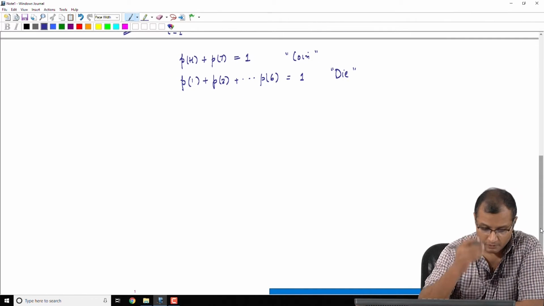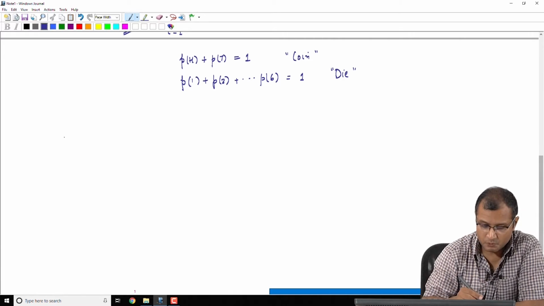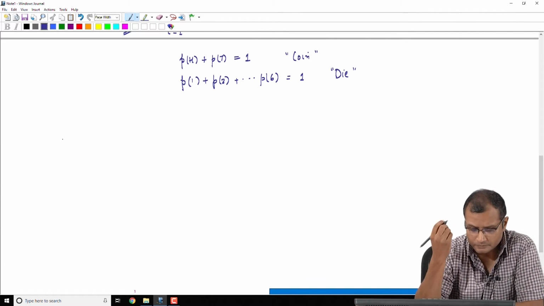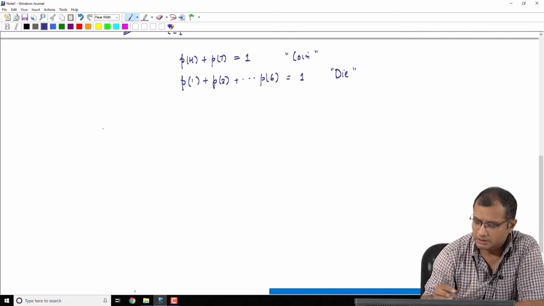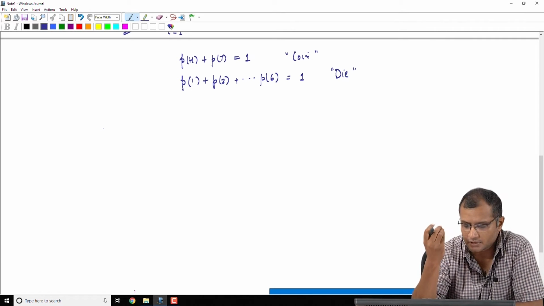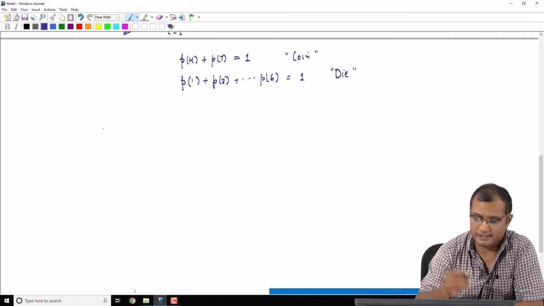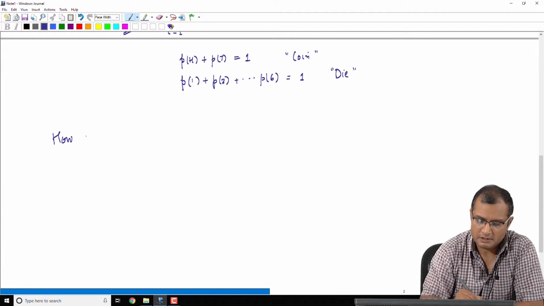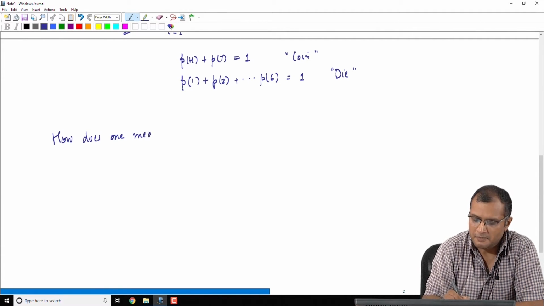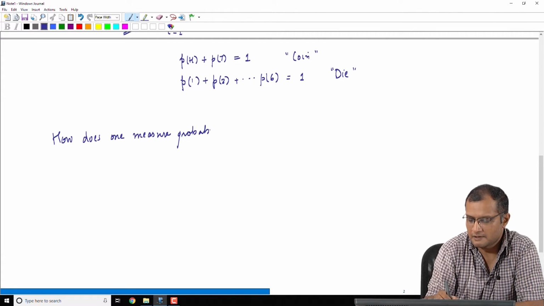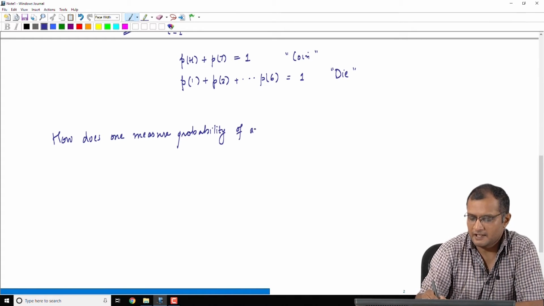Right. So, now I just want to tell you a few important concepts regarding measurement of probabilities. So, how does one measure probabilities of any event?